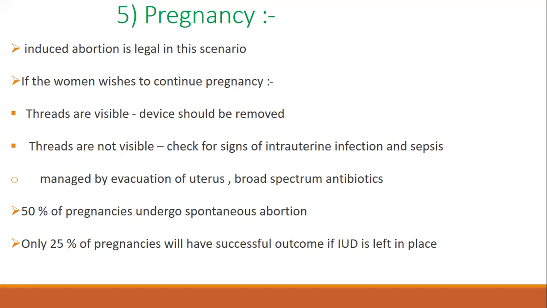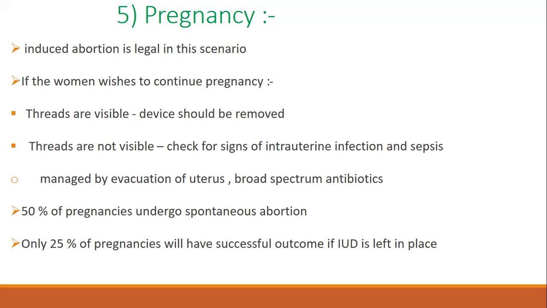Sometimes, even though there is an IUD, the patient may become pregnant. So induced abortion is legal in this scenario. If the female opts for abortion, we can do. If the woman wishes to continue the pregnancy, then we have to check the threads. If the threads are visible, the device should be removed by pulling the tails. If the threads are not visible, we have to check for the signs of intrauterine infection and sepsis. Then we have to manage it by the evacuation of the uterus under the coverage of broad spectrum antibiotics.